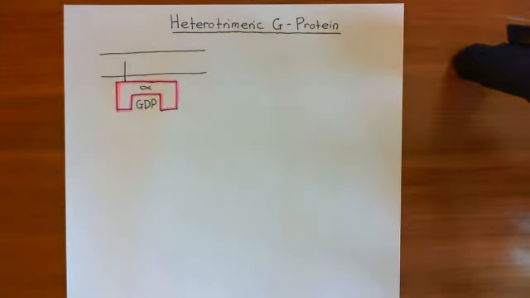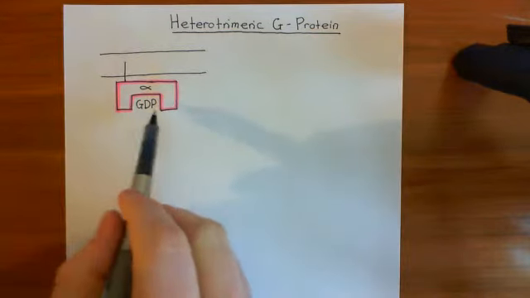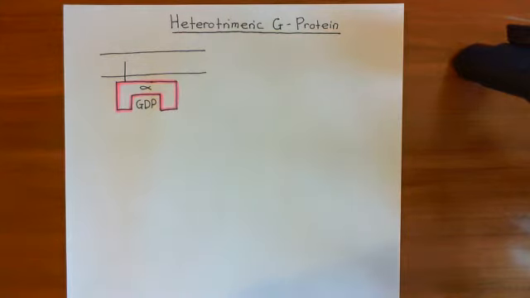And this is a general feature that goes for all G proteins, not just heterotrimeric G proteins, but also monomeric G proteins, which we're not really going to discuss in any great detail here. But the general principle is that there are two states, basically. It's like a switch. It can either be on or it can be off. And in the off state, it has guanosine diphosphate bound to it, and in the on state, it will have guanosine triphosphate, GTP, bound to it. Okay, so currently it's in the off state.